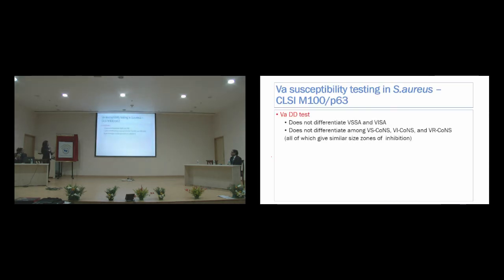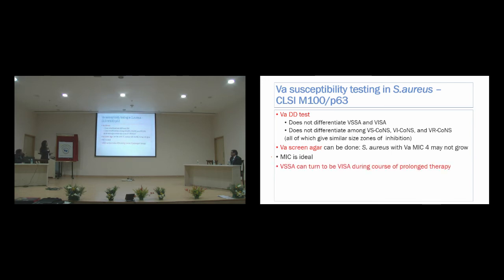Next, coming to why we don't do disk diffusion for vancomycin in Staph aureus: because it does not differentiate VSSA from VISA and does not differentiate among VS CoNS, VI CoNS and VR CoNS. This is the reason why we don't do disk diffusion for vancomycin. Vancomycin screen agar can be done for Staph aureus, but with vancomycin MIC 4 it may not grow. So that is the point you should take if you are using vancomycin screen agar. MIC is ideal for vancomycin testing for Staph aureus. VSSA can turn into VISA during the course of prolonged therapy. So repeat testing after 72 hours is recommended when the patient is on vancomycin for a prolonged duration.